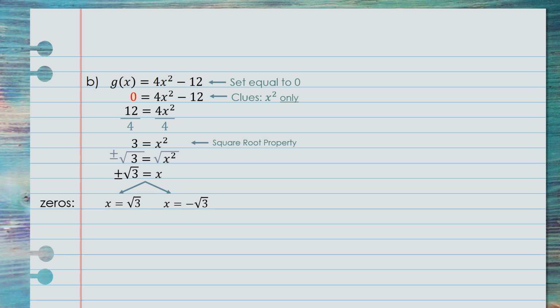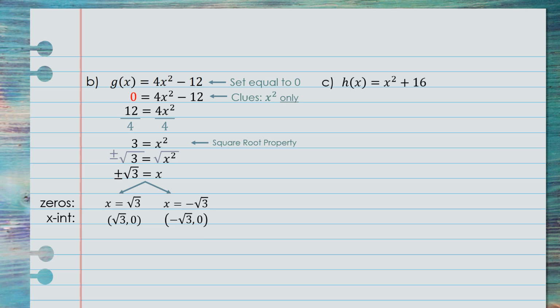Well, these are real, which means we do need to find our x-intercepts. The first x-intercept would be square root 3, 0. And the second x-intercept would be negative square root 3, 0.